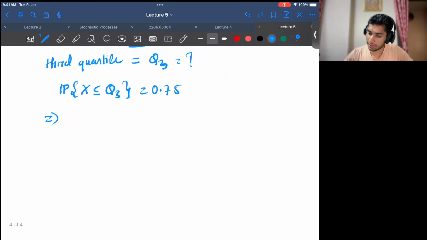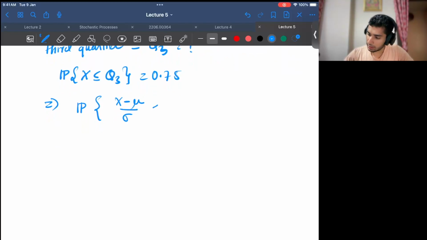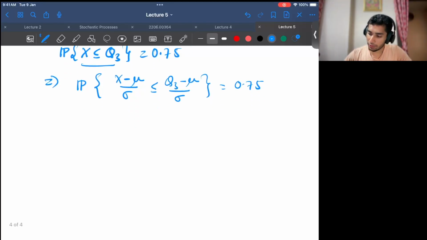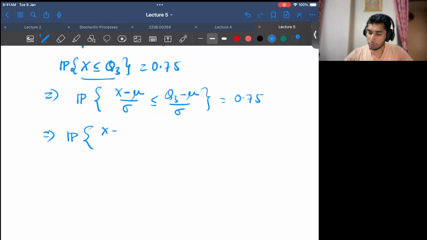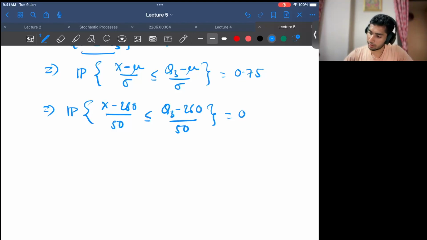So maybe I'll just write it down. This implies that the probability of (X minus mu) by sigma less than or equal to (Q3 minus mu) by sigma is equal to 0.75. Since this is an inequality, I can just add and subtract under the rules. And what is the value of mu here? It is given to us: it's 260, and sigma is given to be 50. So X minus 260 by 50 is less than or equal to Q3 minus 260 by 50, equal to 0.75.